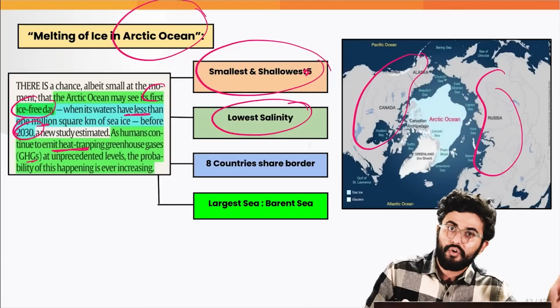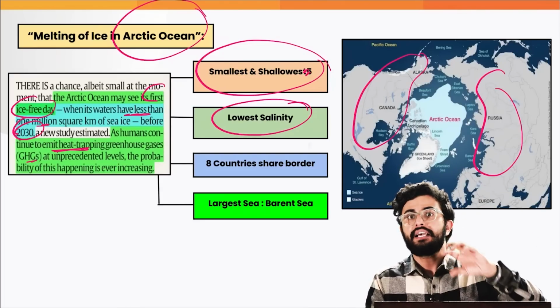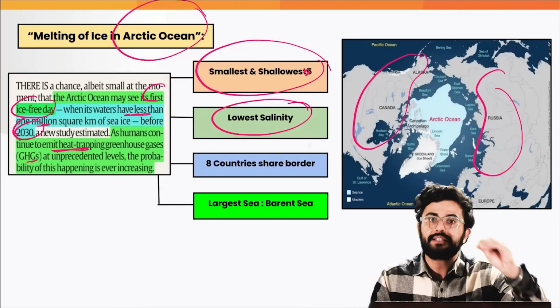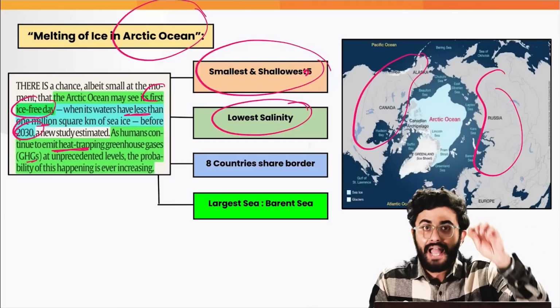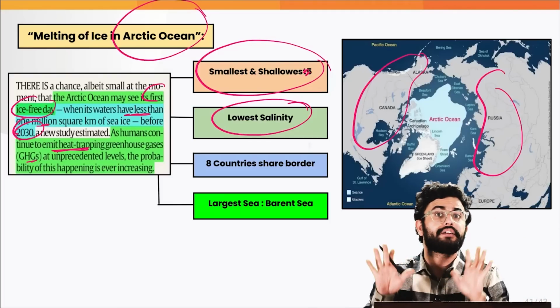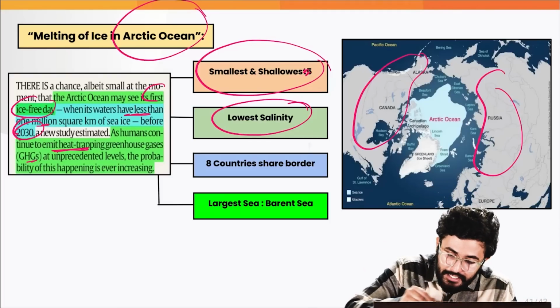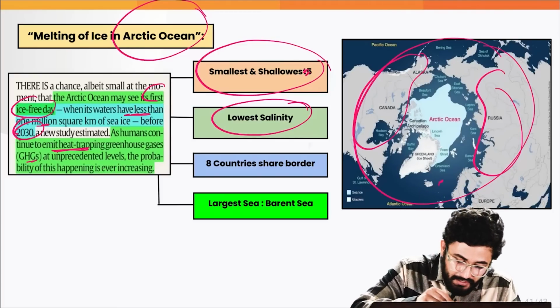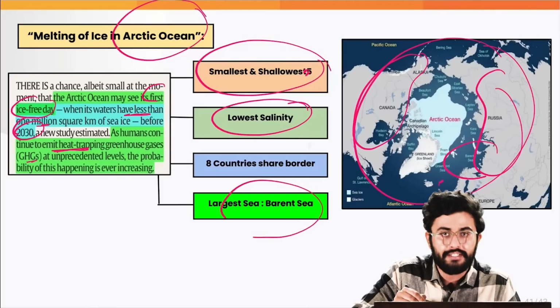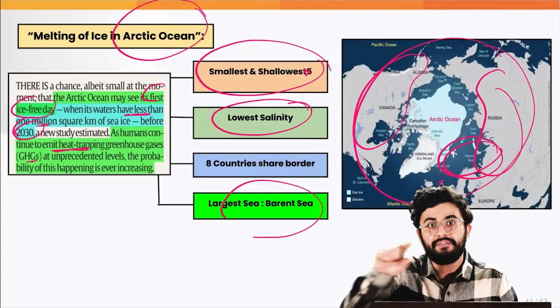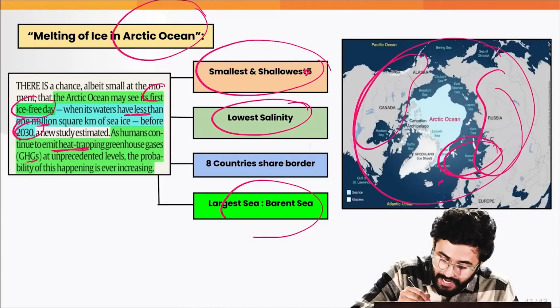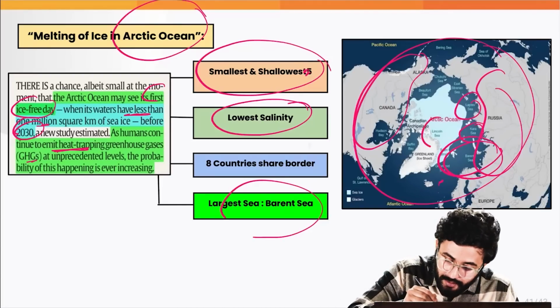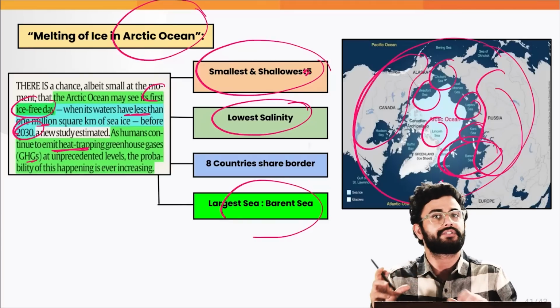Last year the North Sea was in the news, so they asked a question on that. The task for the day is, can you tell me which are the 8 countries which share a boundary with the Arctic Ocean? The answer lies here in the map itself. Remember that the largest sea in the region is the Barents Sea, and then there are various seas within this Arctic Circle, such as for example the Laptev, the Kara, the Lincoln, the Beaufort, the Chukchi, etc.